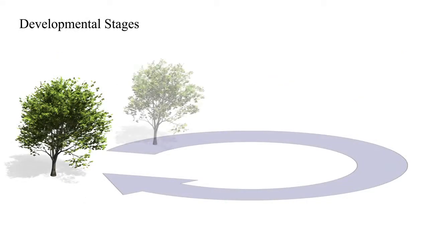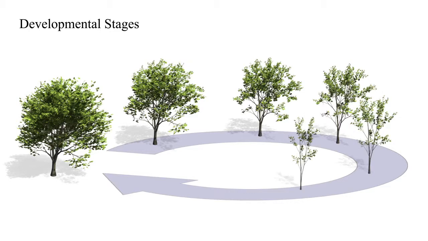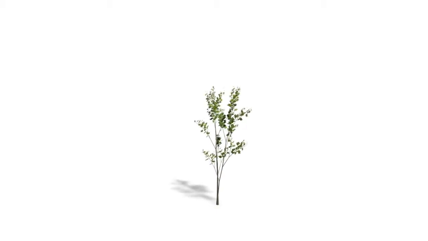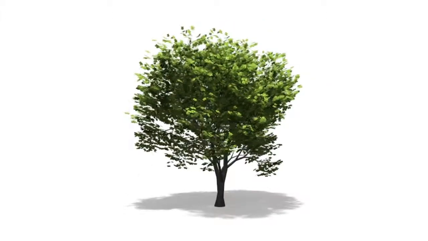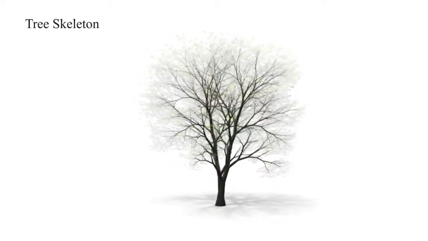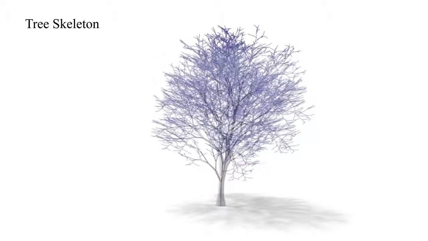We present a technique which, given a model, approximates different developmental stages of the tree. This allows us to produce time-lapse animations of growing trees. First, the model is analyzed and a tree skeleton is computed. We can compute the growth rate of the individual branches from the skeleton.